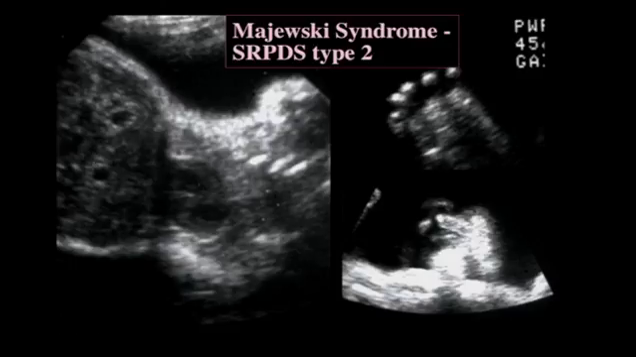This is an image of an actual Majewski syndrome showing the facial cleft. You'll see here the very narrow chest. These fetuses do not survive because of the narrow chest. And you can see the extra digit here. But what nails this diagnosis to really the only thing it could be, which is Majewski syndrome, is this central cleft.